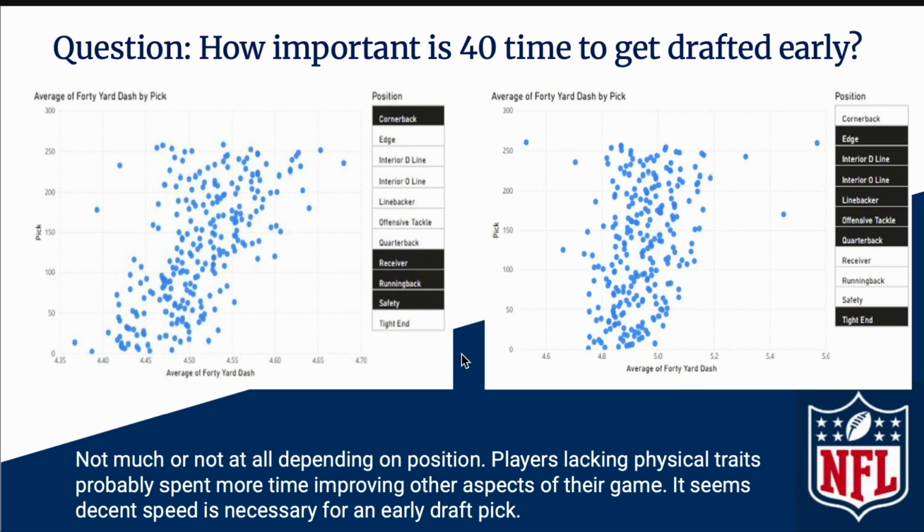And I'm thinking this is due partially to the fact that players who are slower probably spent more time to focus on other aspects of their game, which are not measured by the 40-yard dash. And then they get picked earlier based on those traits.